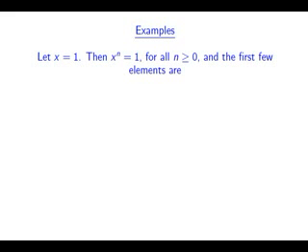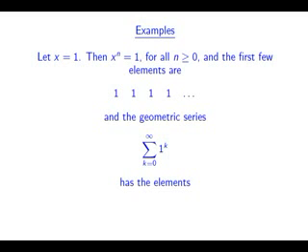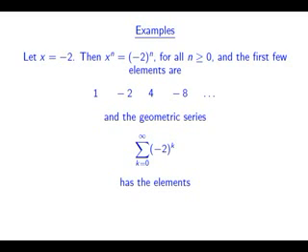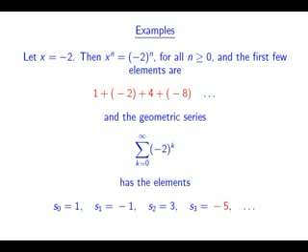Let us shortly go back to our examples. For x equal to 1, x to the power n is constantly 1, and the corresponding geometric series has the elements 1, 2, 3, 4, and so on. For x equal to minus 2, the first few elements in the sequence x to the power n are 1, minus 2, 4, minus 8, and so on, and thus the corresponding geometric series has the elements 1, 1 plus minus 2, which is minus 1, minus 1 plus 4, which is 3, 3 plus minus 8, which is minus 5, and so forth.